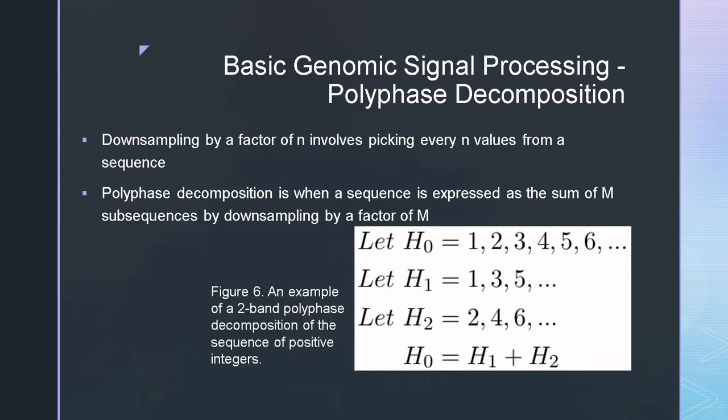Downsampling a sequence by a factor of n involves picking every nth value from a sequence. Polyphase decomposition is when a sequence is expressed as the sum of m subsequences by downsampling by a factor of m. For example, if a two-band polyphase decomposition is applied to the sequence of consecutive positive integers, the polyphase components produced will be the sequence of odd numbers, H1, and the sequence of even numbers, H2.